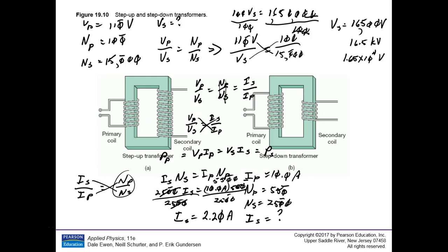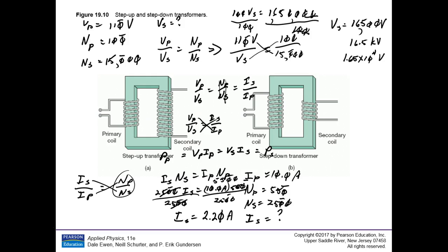So the one in the middle that you crossed out? What's wrong with that? That's NP over NS. See, NP over NS here, and it was also NP over NS down here. Same thing. And since we've taken care of these two, dealt with the number of coils, let's deal with current and voltage here. And sure enough, that gives us power in equal power out.